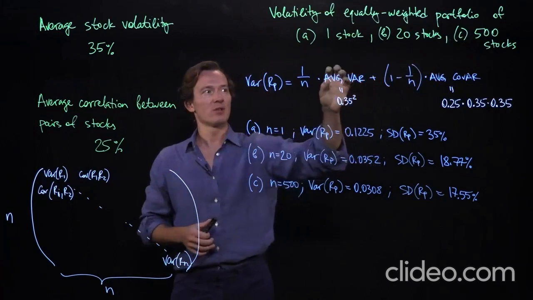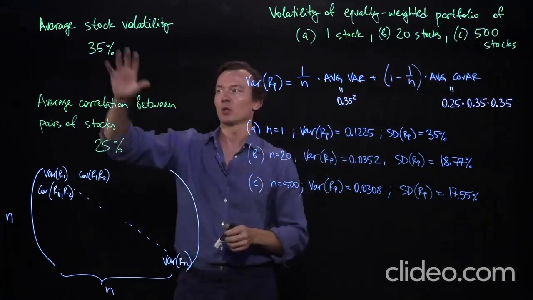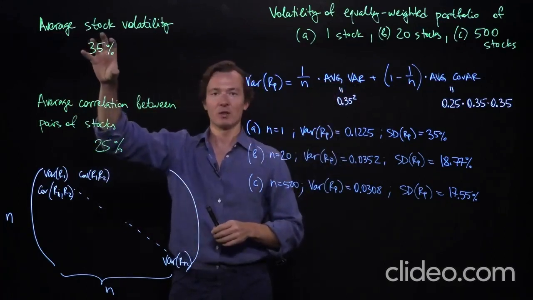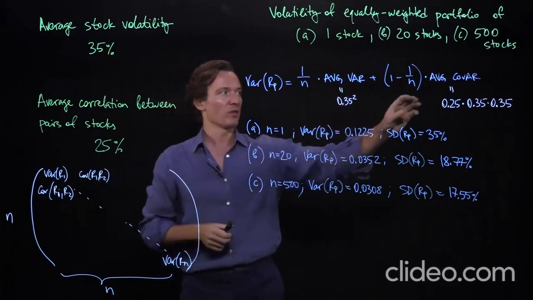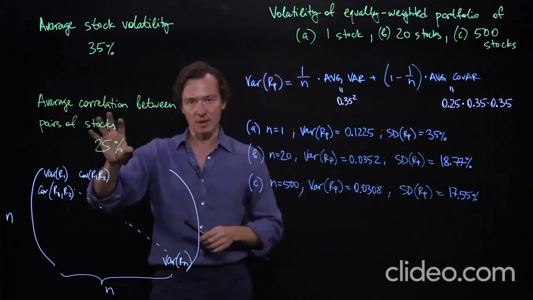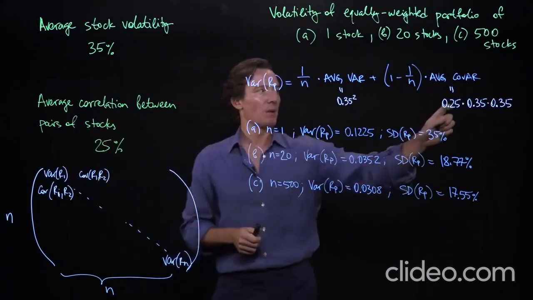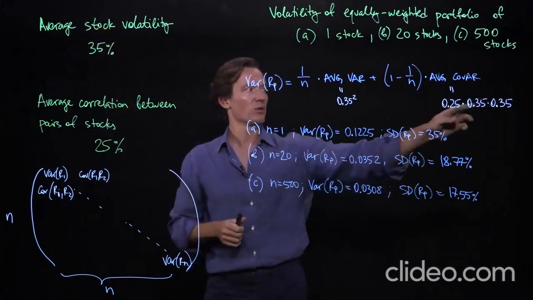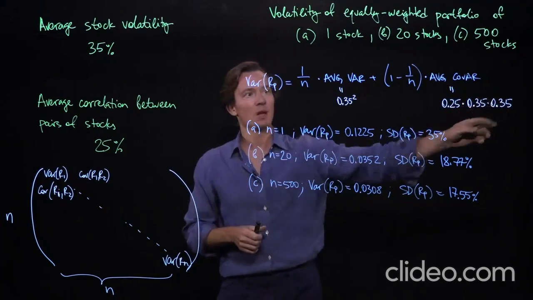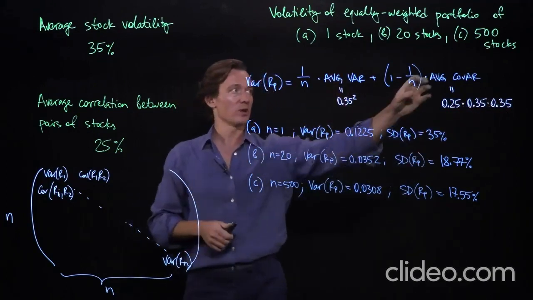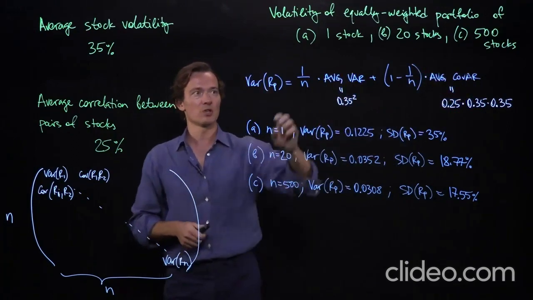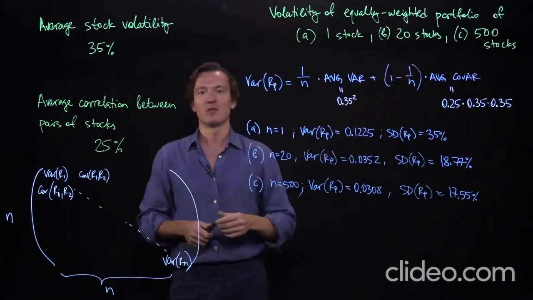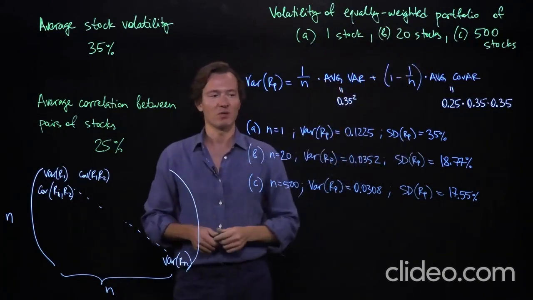So first, let me compute the average variance and average covariance from the information that we're given here. The average variance would be just the average standard deviation that we're given, 35%, squared. And the average covariance would be the average correlation, which we're given again, 25%, multiplied by the average standard deviations of the two stocks, so 0.35 times 0.35. Now we know the average variance and the average covariance, so we can simply plug in n's of 1, 20, and 500, and compute the variances and standard deviations of these respective portfolios.